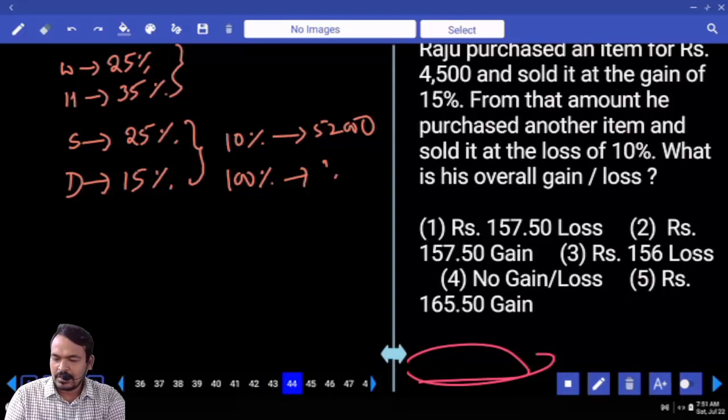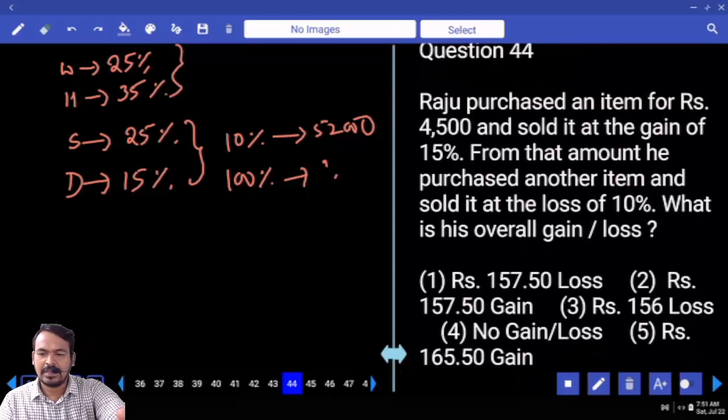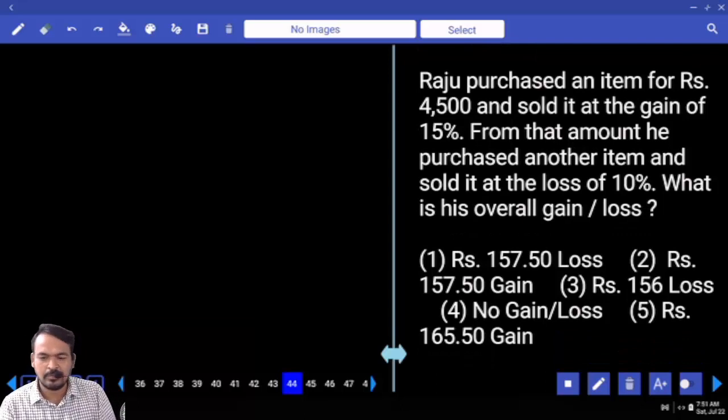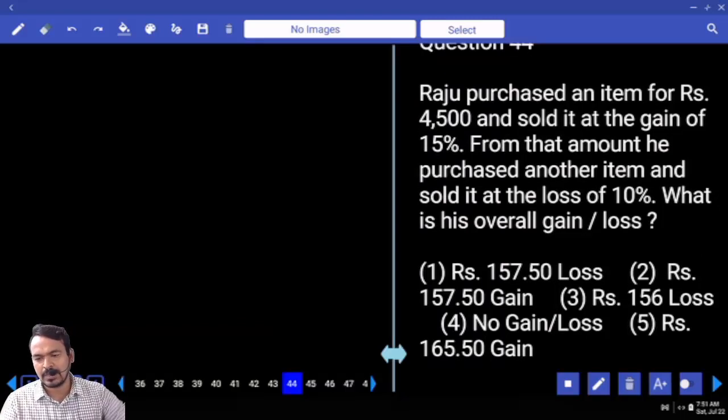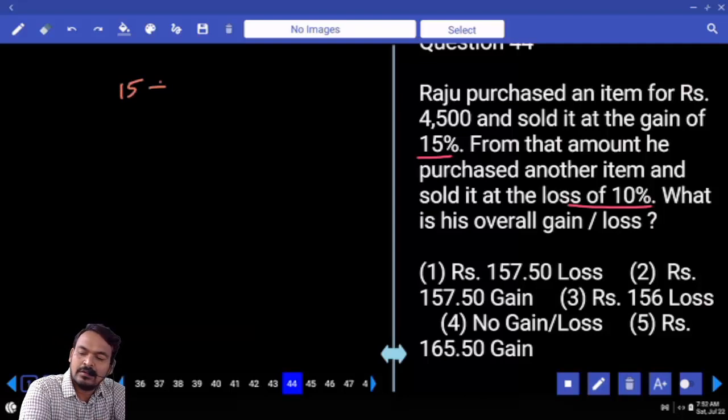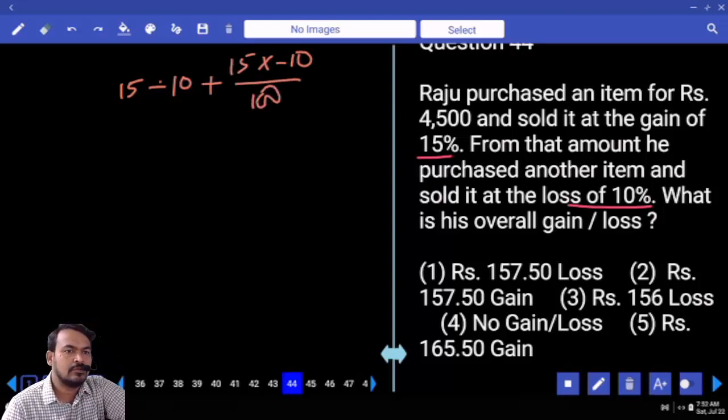Next question number 44. Raju purchased an item for 4,500 and sold it at a gain of 15%. From that amount, he purchased another item and sold it at a loss of 10%. What is the overall gain or loss percent? Okay. In one case he is getting profit, in another case he is getting loss. Successive increase and decrease, then apply A plus B plus AB by 100. What is the A value? 15. B value? Minus 10. Plus 15 into minus 10 by 100.